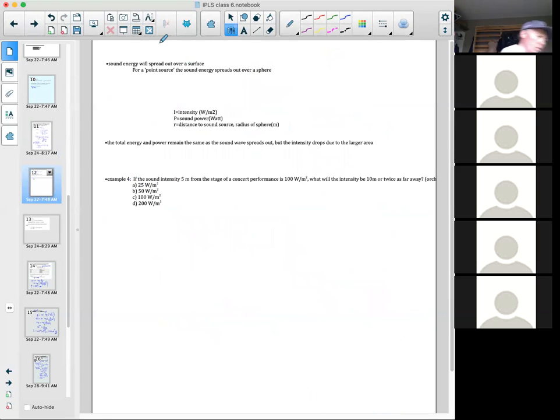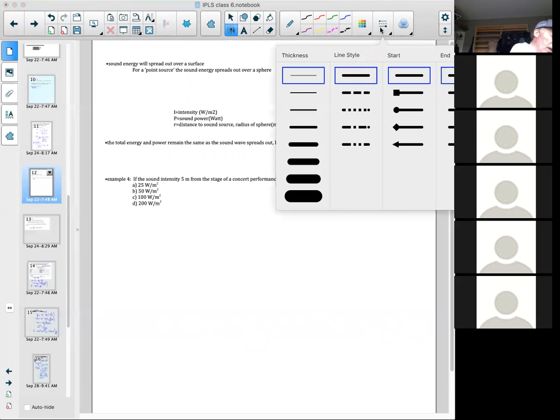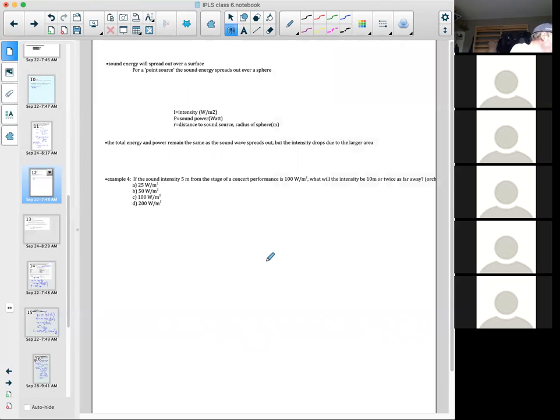So here on this page here, first of all, we had the intensity of a point source of sound. So the point source is emitting a certain amount of sound power, and that sound wave will spread out over the surface of the sphere. So that's the relevant area right there.